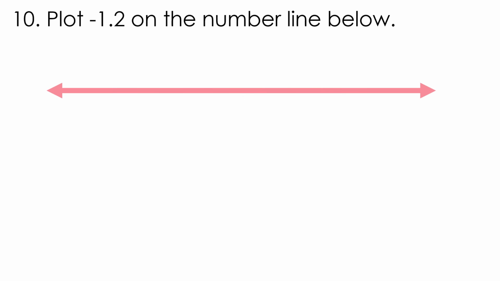All right, and then last one, plot negative 1.2 on the number line below. This has got a decimal place in the tenths place, but nothing smaller. So we're going to go in between the whole numbers. And this just takes practice to remember how to do that. As you do this at the beginning, you may have to refer back to the rules. So negative 1.2, we're going to go in between negative 1 and negative 2.